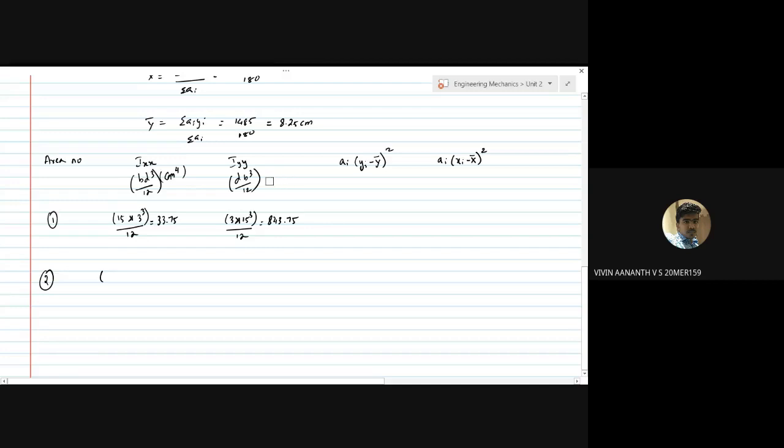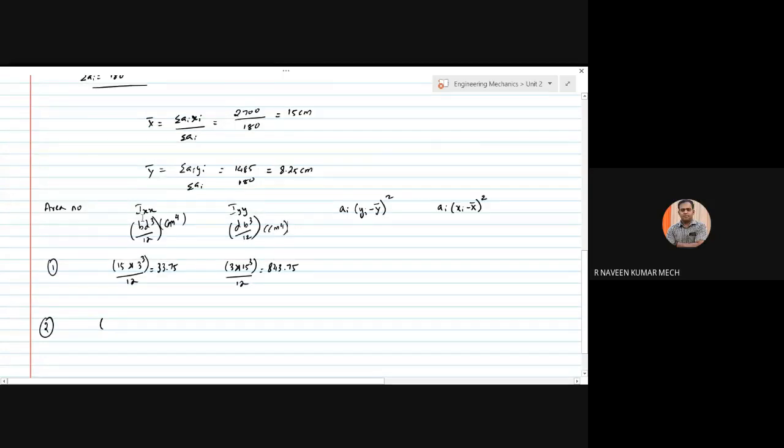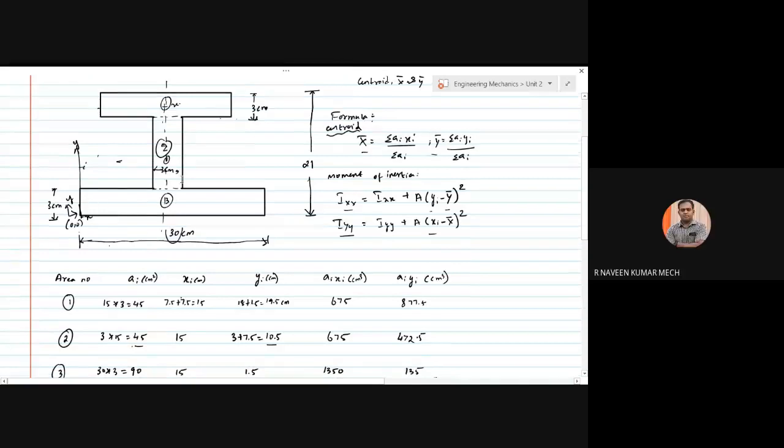Sir, for moment of inertia too, do we have to consider the origin? No, here we are calculating only the Ixx value directly. For calculating the centroid only, we have to consider the origin at that point, as the reference. From here it is 15. That is when we are calculating the centroid, the center position.